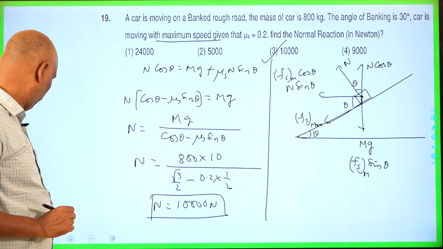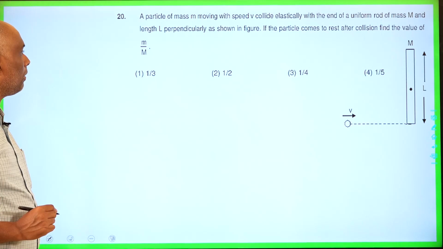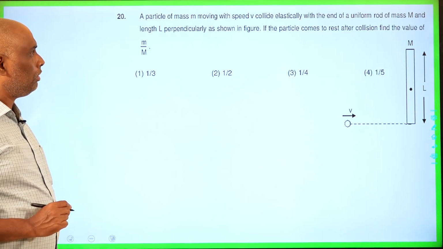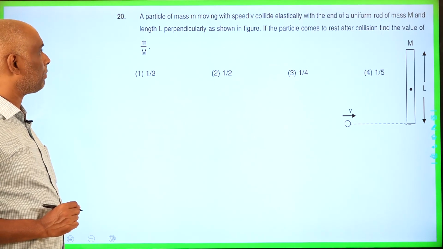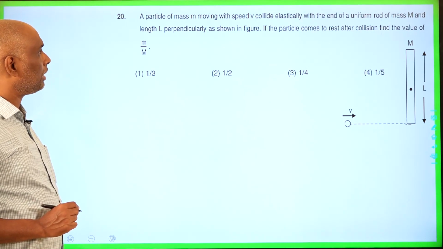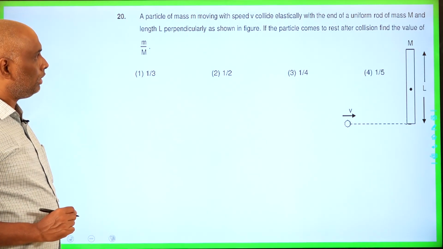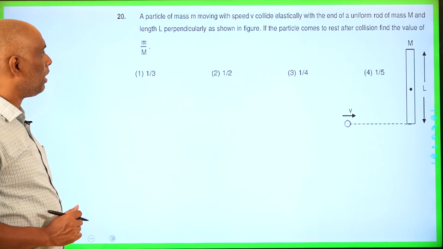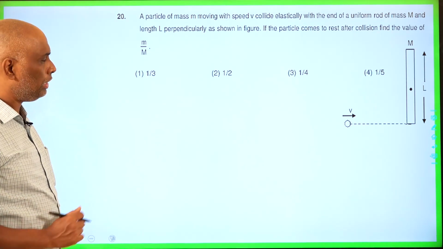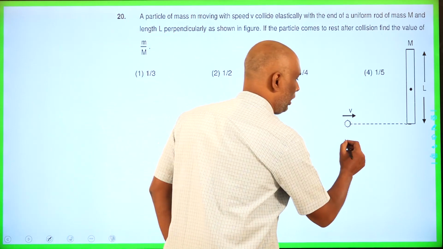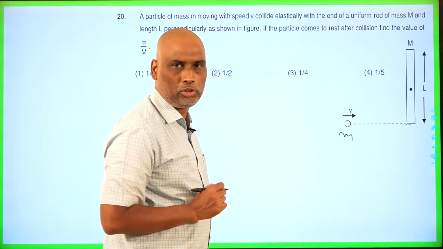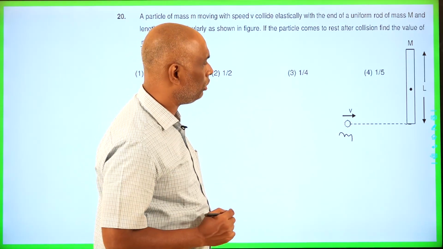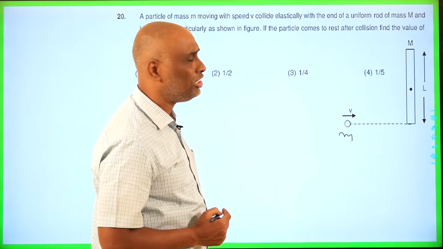Question number 20. A particle of mass m moving with a speed v collides elastically with the end of a uniform rod of mass capital M and length L perpendicularly as shown in the figure. If the particle comes to rest after collision, find the value of small m divided by capital M. Here, this is the mass small m, which is initially moving with a speed v. Initially the rod is at rest. Just after collision, the particle is coming to rest and the rod is moving with a velocity.